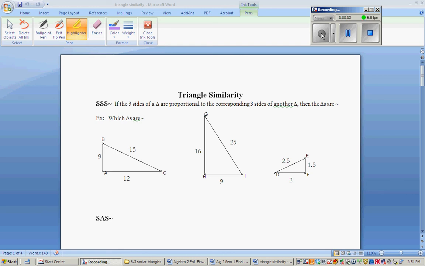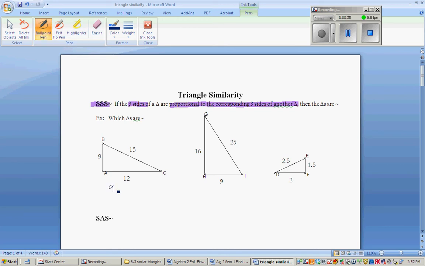Triangle similarity is a little bit different than proving that polygons are similar in the fact that you only need 3 bits of information. You don't need to have all the sides proportional and all the angles congruent. So, triangles are similar by SSS if the 3 sides of a triangle are proportional to the corresponding 3 sides of another triangle. So what we're going to do, the easiest way to do this is to list the sides in order, either from smallest to biggest, biggest to smallest, but don't try to compare two.